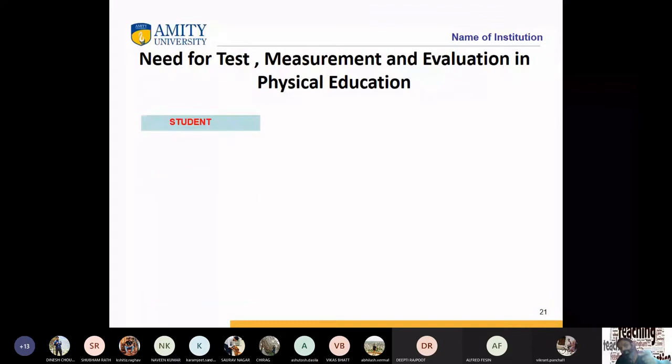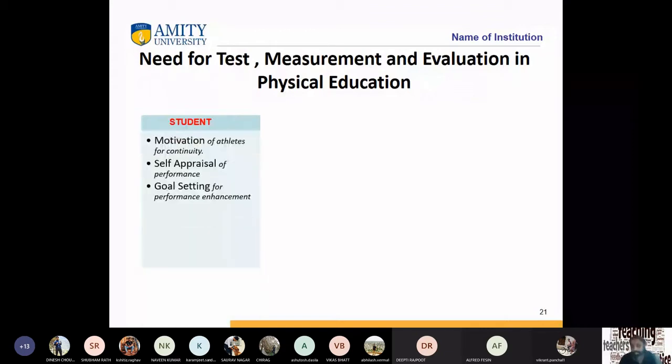Look from the student perspective. If we ask the question, what is the need for this test, measurement, evaluation for students, how are students going to benefit? Some people say that it is beneficial for teachers, some people say it is beneficial for the development or the redesigning of the program, but it also benefits the student, because if an appropriate test is applied at the appropriate time, at appropriate frequencies, it will be a big motivation for the athlete to continue with that activity. It will also be a mode of self appraisal of their own performance, and surely it will help in setting up new goals for performance enhancement.